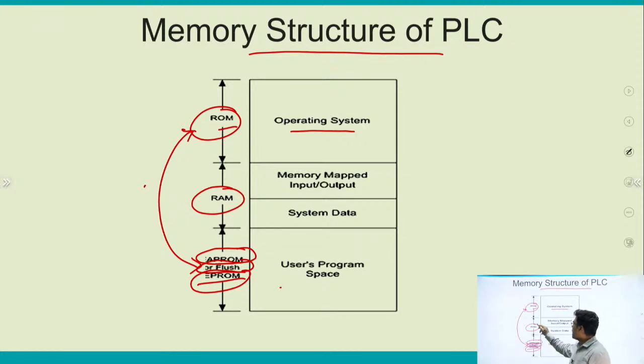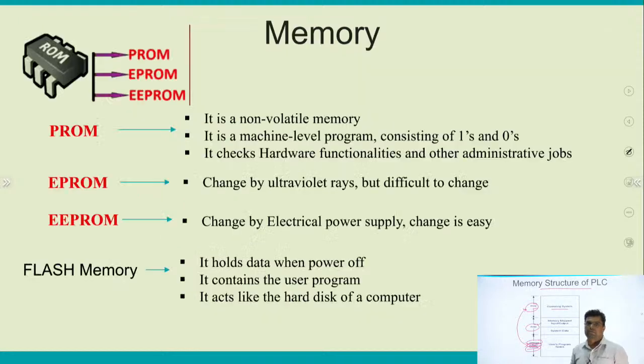Another one is RAM, random access memory, which is volatile and can be changed. When the power supply goes off, or the PLC system is turned off, the complete program or anything stored will be lost. This is the basic difference in memory structure.